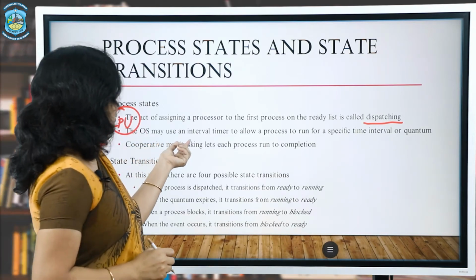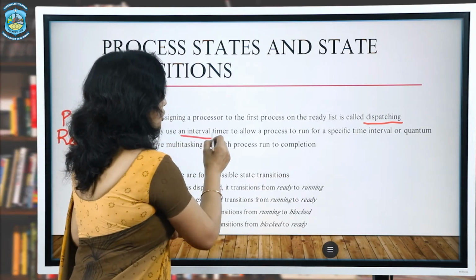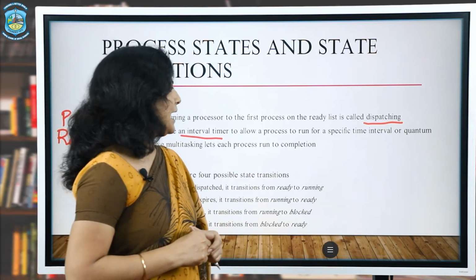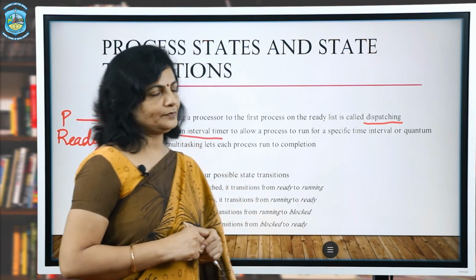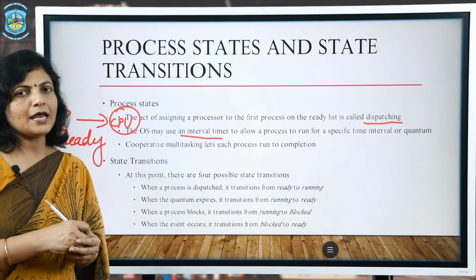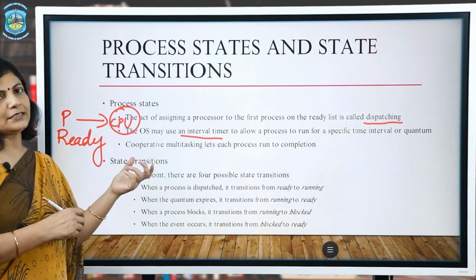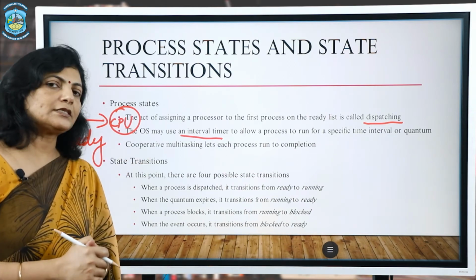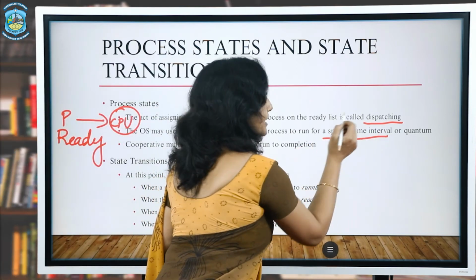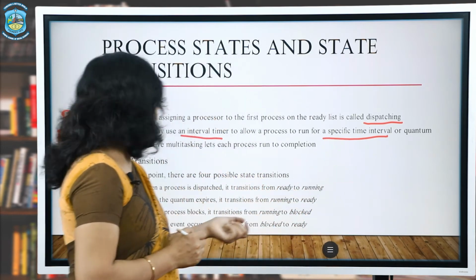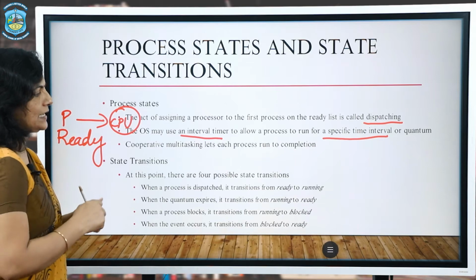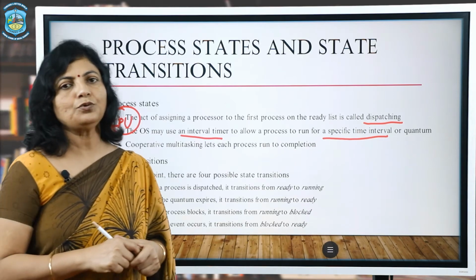The OS may use an interval timer to allow a process to run for a specific time interval or quantum. Sometimes, according to the policy, the operating system or the CPU executes the process for some specific time interval or quantum. Cooperative multitasking lets each process run to completion.